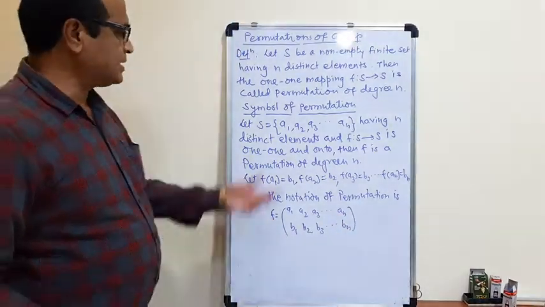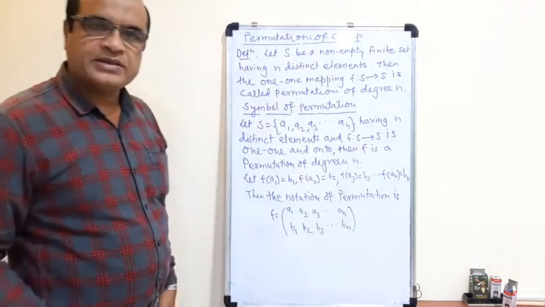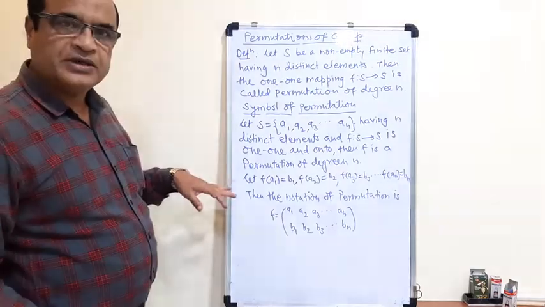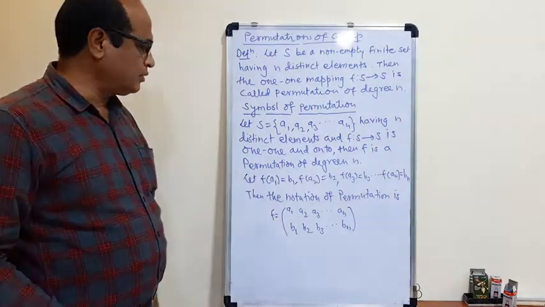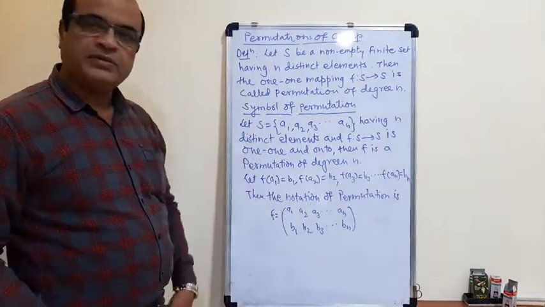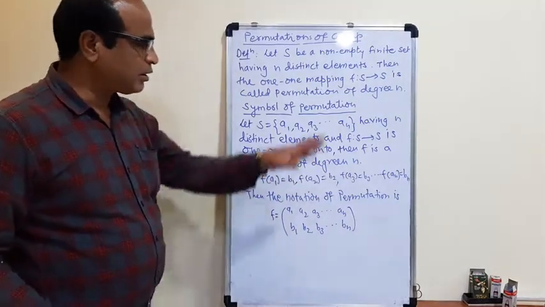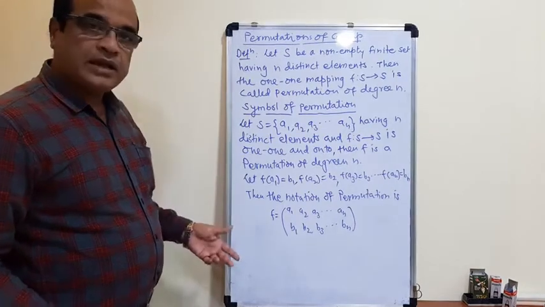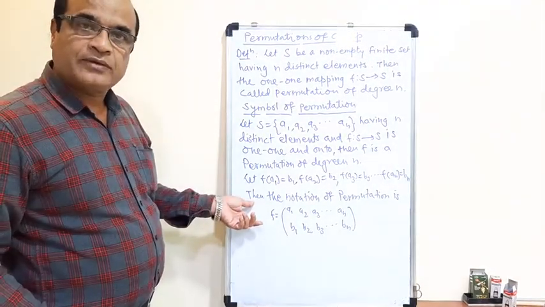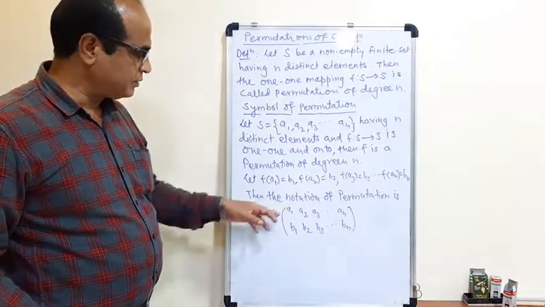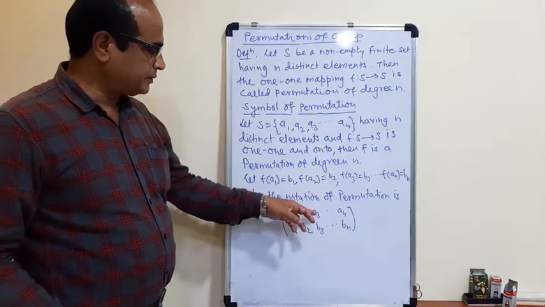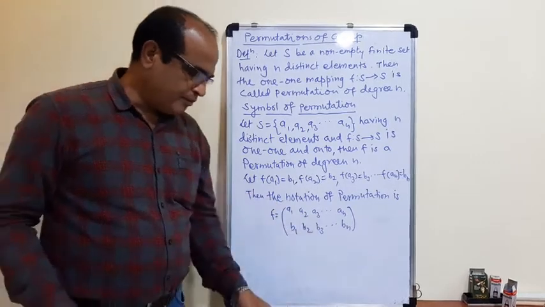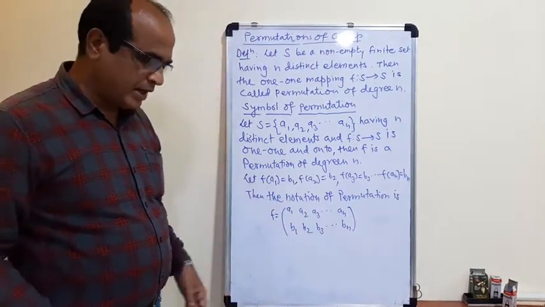So what is the function? S is a set of n distinct elements, and F is a one-to-one mapping from S to S. The function is given here: F of a1 is equal to b1, F of a2 is equal to b2, F of a3 is equal to b3, and so on, F of an is equal to bn. Then the permutation can be written like that. So this is the notation, and it is very simple.